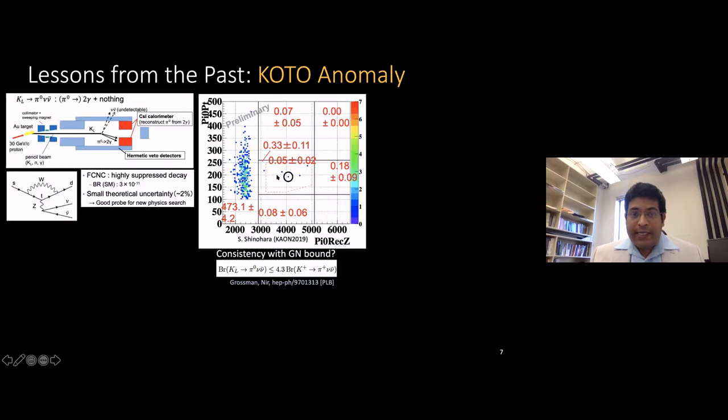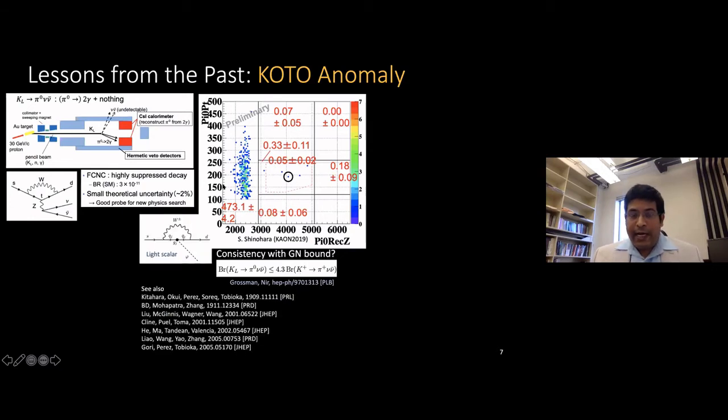So if you have this excess in the K-long to neutral pion, then you would also expect an excess in the K plus. But this channel has been searched for in the past, and in particular, NA62 has put a very stringent bound on this K plus at the level of 10⁻¹⁰ at this time. So if they don't see an excess there, how can we see this excess in the K-long? So people thought of different new physics scenarios.